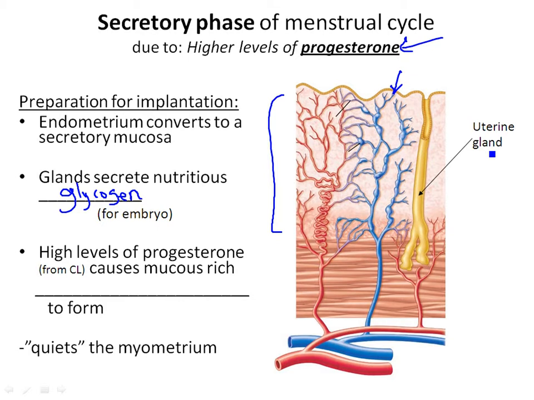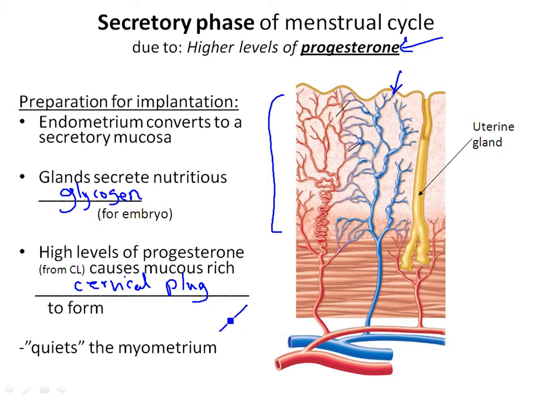Progesterone is also going to cause the formation of something called a cervical plug. And the cervix will start increasing its production of thick mucus. We're going to block any further entry of sperm. We're going to also block bacterial infections, try to protect a developing embryo.